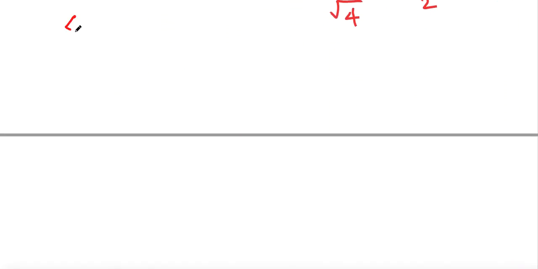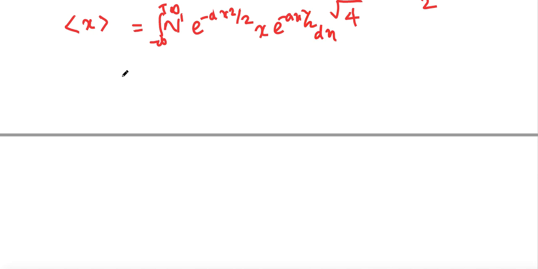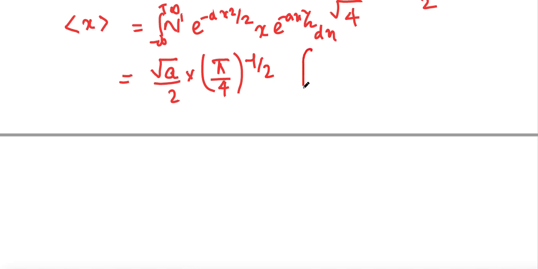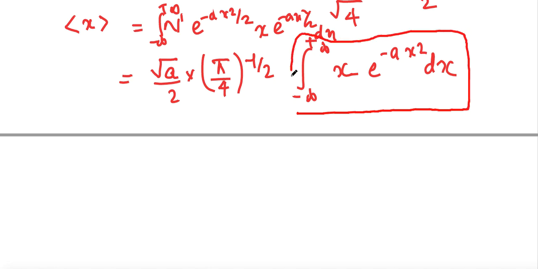So we know that the expectation value of x is equal to the integral from minus infinity to plus infinity of e raised to minus ax square by 2 into n into x into e raised to minus ax square by 2 dx. So now instead of n we have root a by 2 into the other constant (pi by 4) all raised to minus 1 by 2, integral from minus infinity to plus infinity of x into e raised to minus ax square dx. Now I have already written that x into e raised to minus ax square dx becomes 0. This integral is 0.